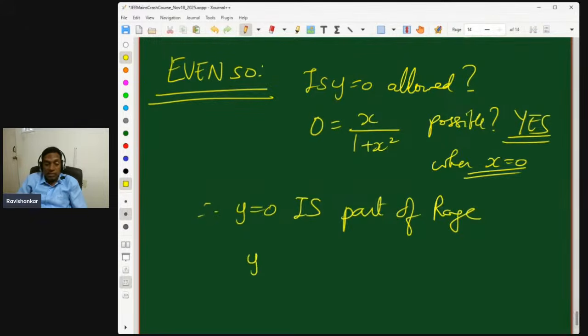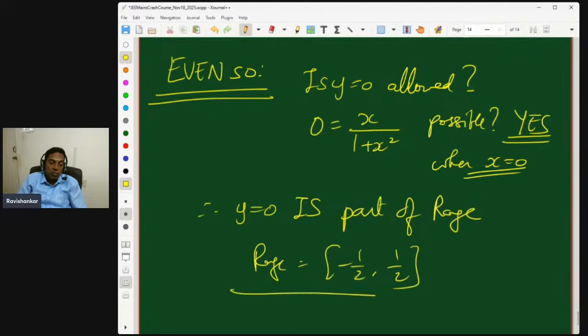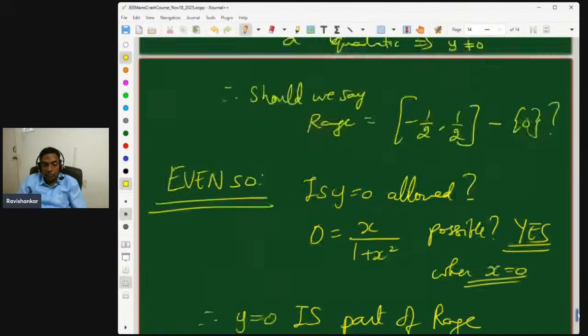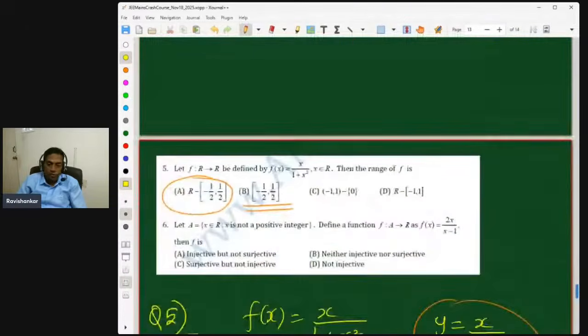So the answer is the range is minus half to half. Okay, you try, just to check, you can also put some values. Put x is equal to 3. 3 by 1 plus 9, 3 by 10. 3 by 10 is 0.3, which is between minus half to half. If you're confused between A or B, it's very easy to check.